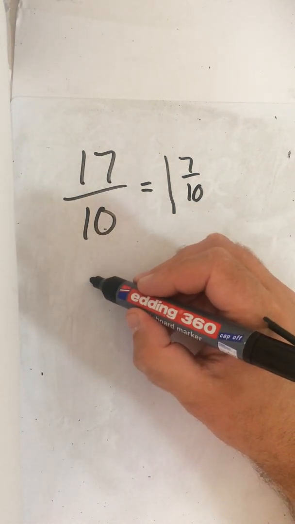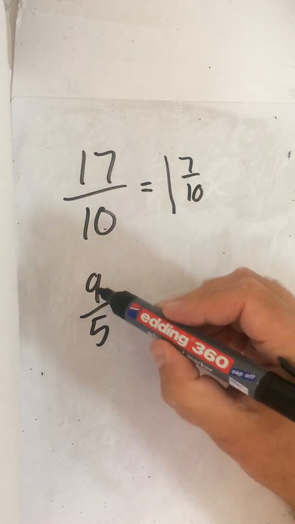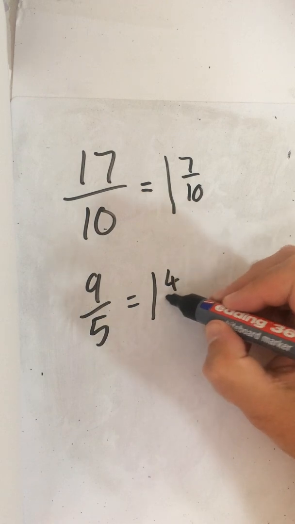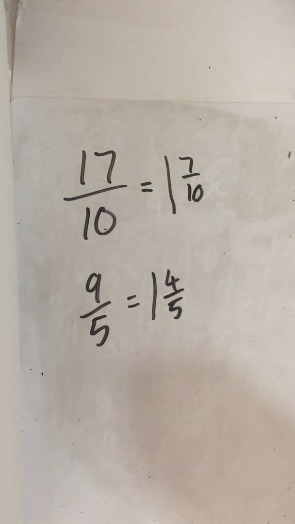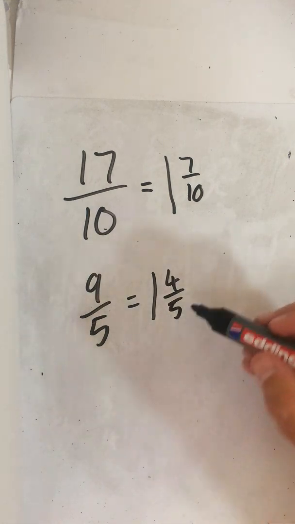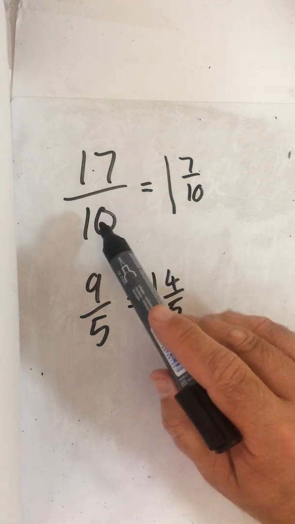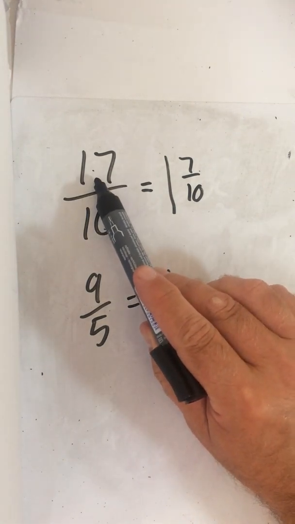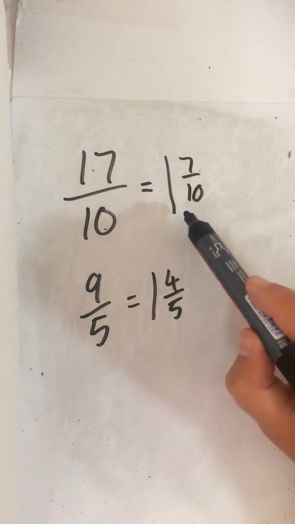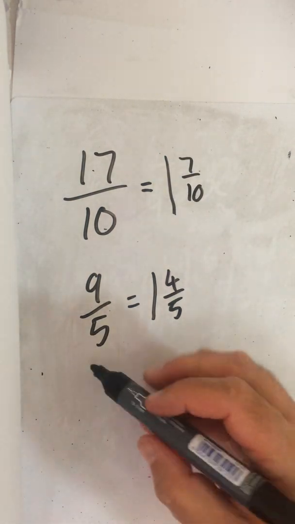You could have 9 over 5. How many 5s go into 9? 1, and the remainder is 4. Okay, we have done these before, where we're converting from improper fractions to mixed numbers. This is an improper fraction, we turn into a mixed number. So if you ever got an answer when you're doing your work of 17 tenths, you need to turn it into a mixed number where you've got a whole number and a fraction.